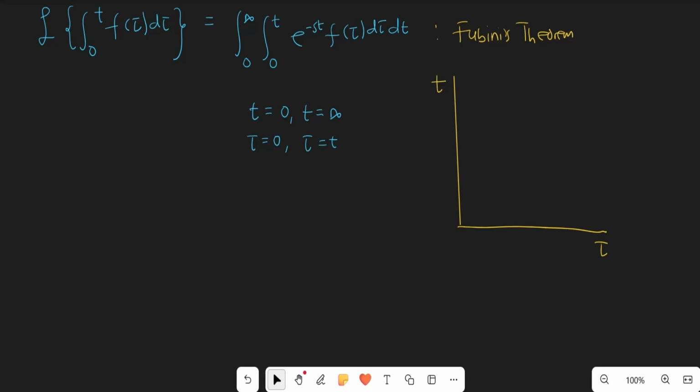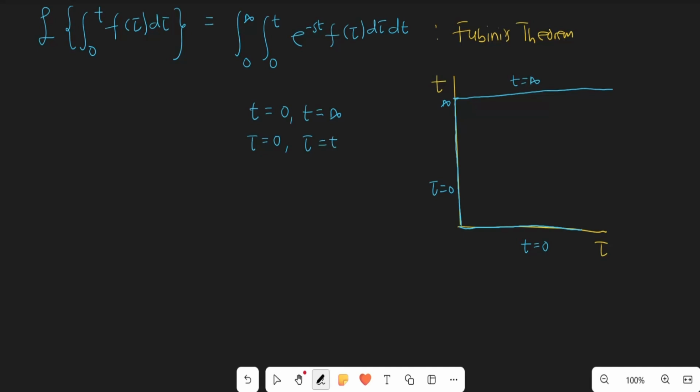So first, let's start with t. So when t is equal to 0, it means we are just moving on the tau axis like this. And then we have t to be equal to infinity. Infinity is a very big number, but let me say infinity is somewhere here. That is t is equal to infinity like this. So I'm going to draw it like this. Why not? So this one is infinity. So the second one, tau: when tau is 0, it means we are moving along the t-axis like this. So this one is when tau is equal to 0. This one is when t is equal to 0. And then this one is when t is equal to infinity, right?